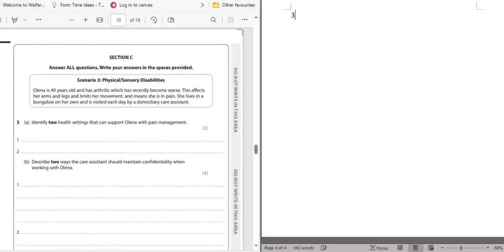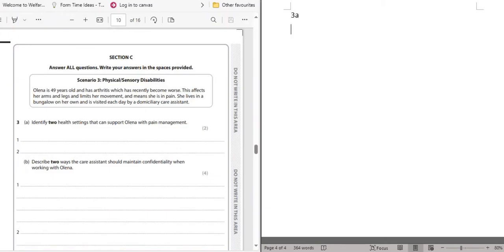So the first question we've got is 3A. Now it's an area 3. We're about physical and sensory disabilities, and in this case we've got Alina, who's 49. She has arthritis and it's got worse. It affects her arms and her legs. It limits her movement, and it means that she is in pain. She lives in a bungalow on her own and is visited by a domiciliary care assistant. Now question 1 says identify 2 health settings that can support Alina with pain management. So we're looking for places she can go.